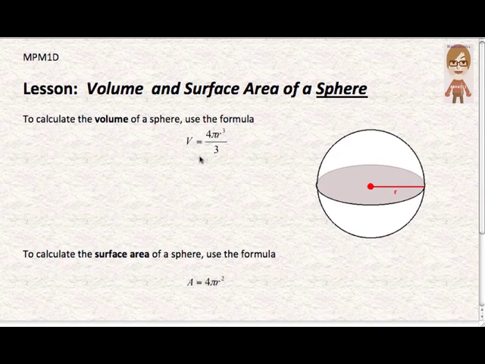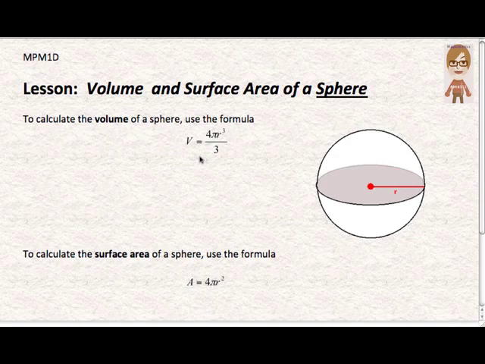Okay, we're going to talk about the volume and surface area of a sphere. To calculate volume, I just first want to talk about where the formulas might come from. The volume formula looks like volume equals 4 pi r cubed divided by 3.